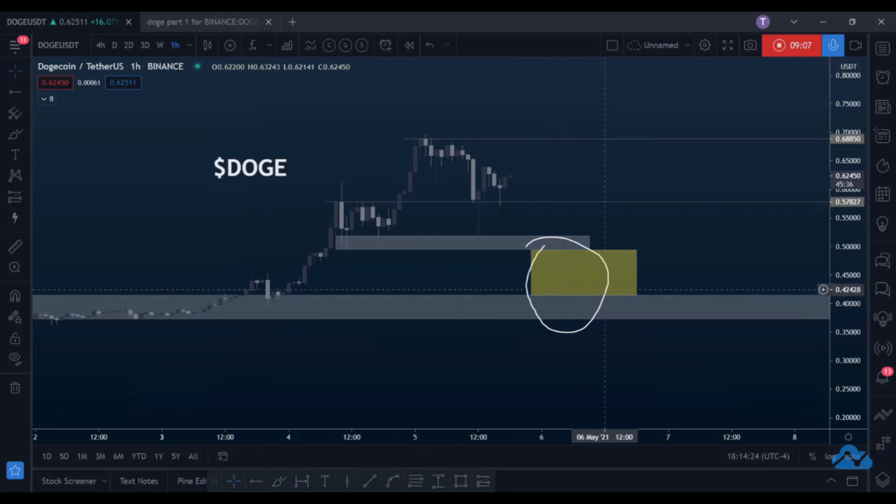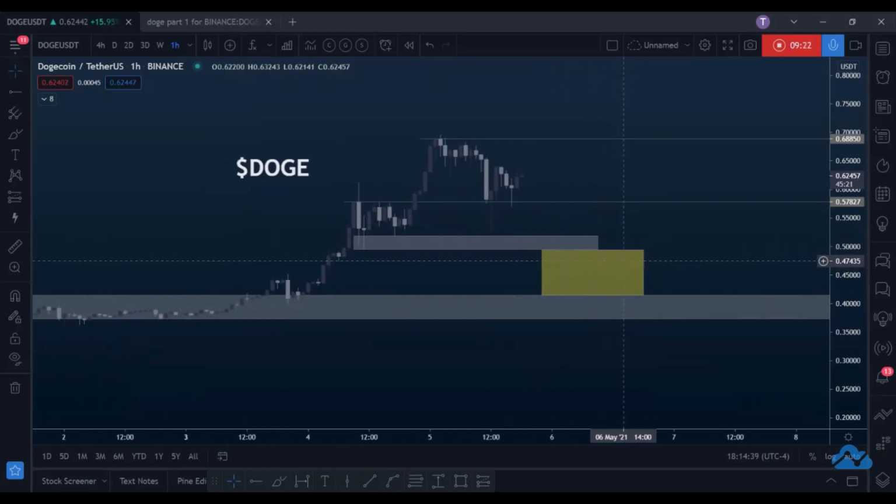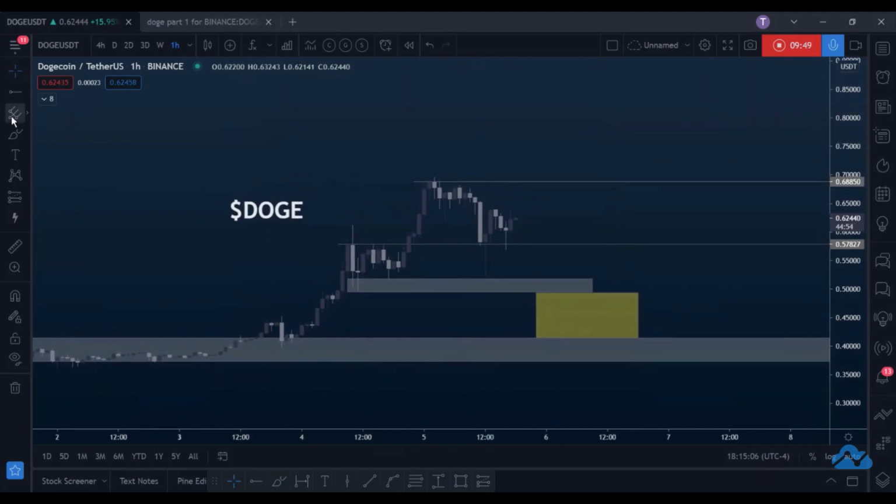I'm personally watching this little gap. You have these wicks on the hourly, and you have this kind of gap here where I would assume that if price were to break below here, it'd probably just gap straight down into our higher time frame support. And what that would accomplish is that a lot of people that own Doge right now would sell it to a big player, and that is, in my opinion, pretty much what is going to happen.